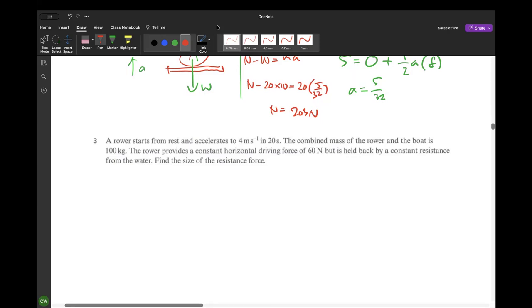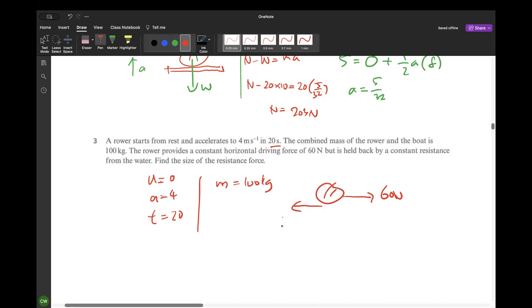Okay? And the rower starts from rest. Rest means 0. Final speed is 4. Time 20. Combined mass, mass is still mass. The rower provides a constant horizontal force, so going to the right. Held back by a resistance force from the water. We do not know how much.